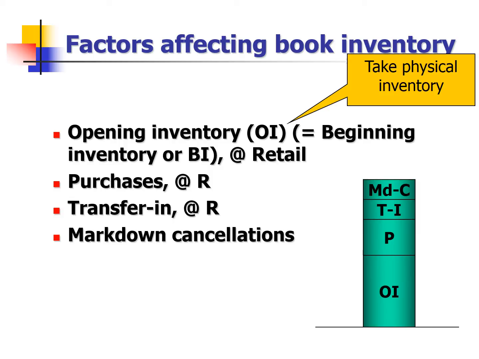Now, another thing we can think about is the changes in the retail price in terms of markdown cancellations. What would that do to the book inventory? If we cancel markdowns, that basically means the retail price is going to go back up to the original retail price. So by that much, the book inventory value has to go up, because the retail method of inventory takes into account all the changes in the retail prices. So whenever you cancel a markdown, that's going to increase your book inventory. Although your physical product may be the same product, the retail value of that product now goes up.